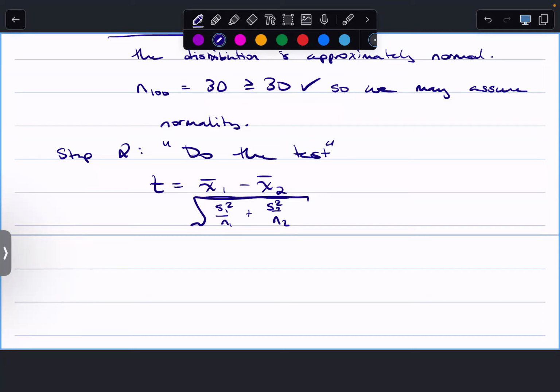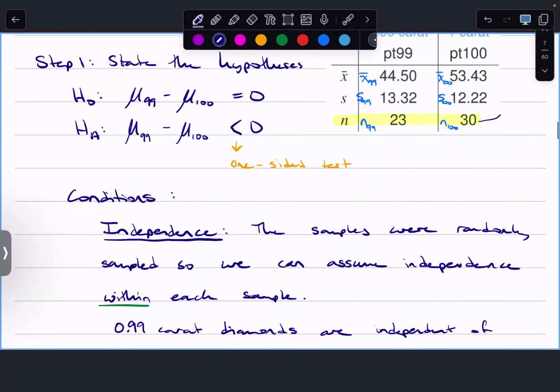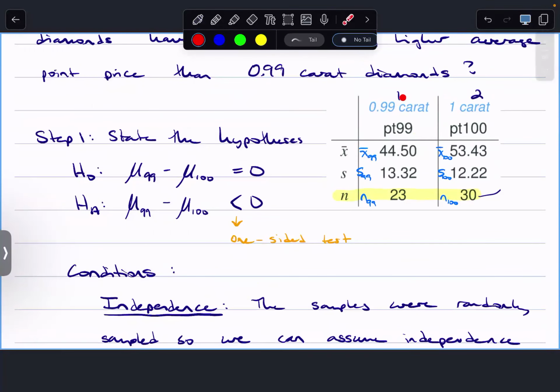This is where using those subscripts of 99 and 100 would get really messy. So as long as you've told me, I'm going to use this as my group 1 and this is my group 2, that's totally fine. It's just in your hypotheses, I want to see it.